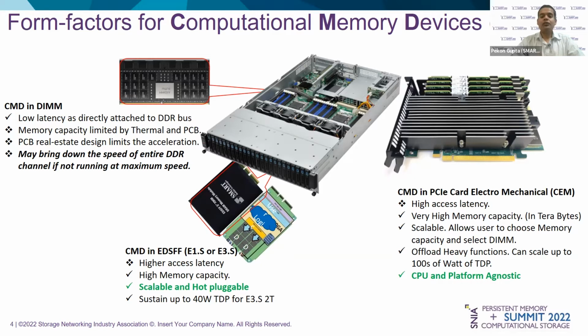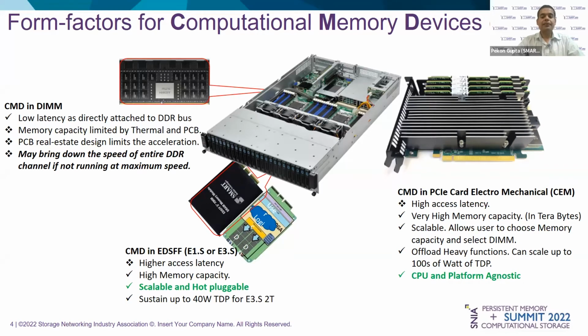However, that also brings another set of challenges, as the maximum speed of a memory channel is determined by the slowest running DIMM on that channel. And if your computational memory device is the slowest running DIMM, then it brings down the speed of the entire bus, thereby degrading the performance of the entire system instead of boosting it. There are other mechanical and thermal challenges which limit the amount of offload you can do on a computational memory device in the DIMM form factor.